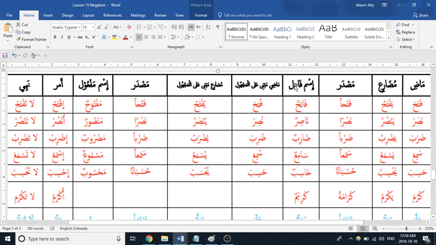Ismul fa'il, which is the doer, that is a noun. This is madi mabni 'ala al-majhul. So this is the past tense in the passive tense. And we said the passive tense was where you remove the doer. So rather than he hit, it is he was hit, right? The doer is unknown now. And this is mudari' majhul. So this is where in the present tense the doer is unknown. So rather than he is hit, it becomes he is being hit, right? He is being hit. We don't know who's doing the hitting anymore.